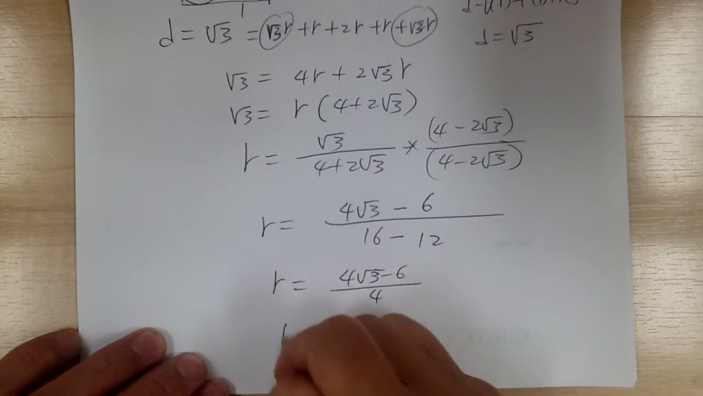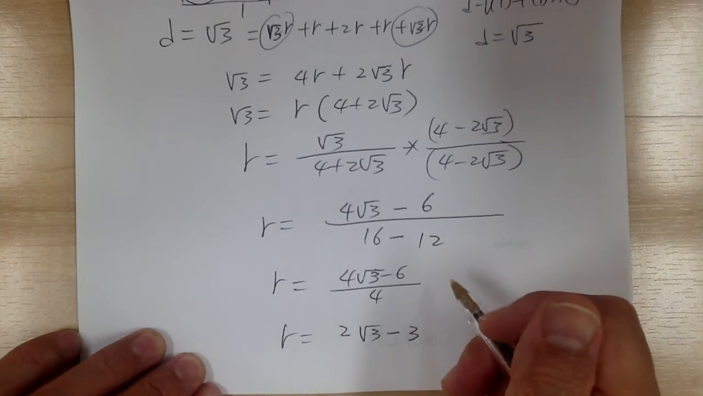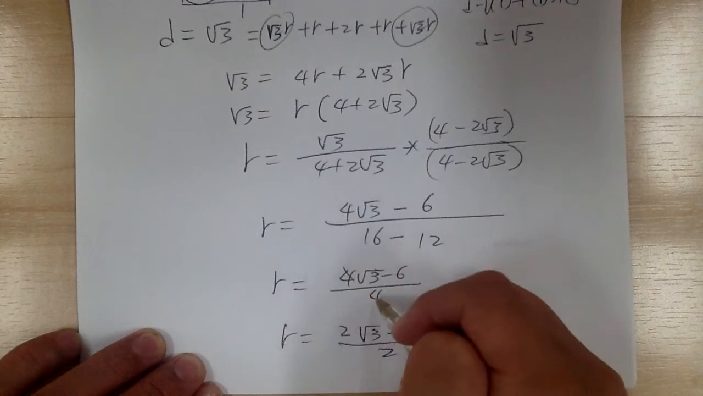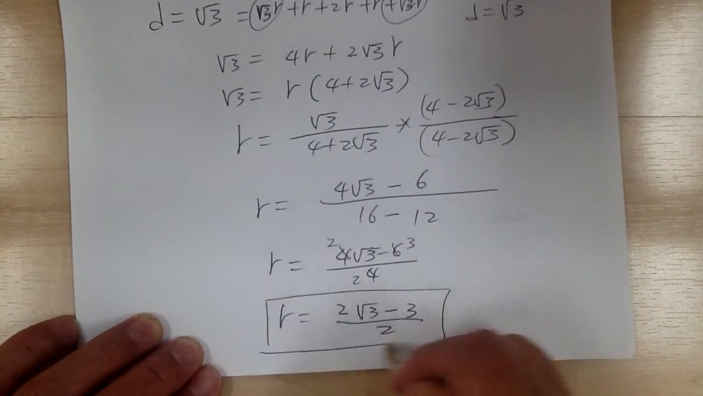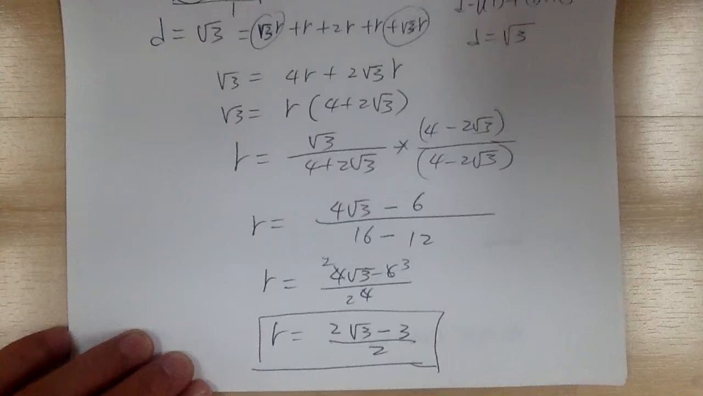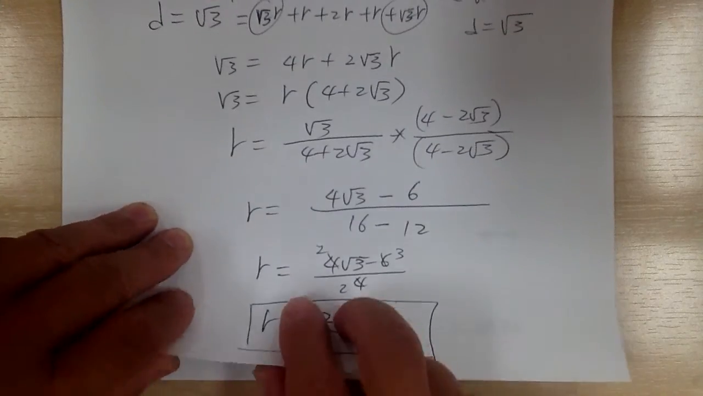And go and simplify, so r equals 2 square root of 3 minus 3 over 2, right? Reduced by 2. And that's it. Okay, let's go to 327.